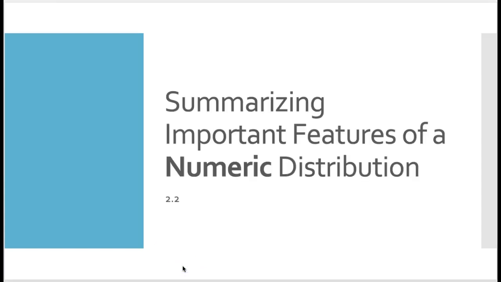Now what we want to get into is, we're able to create these awesome plots, but how do we interpret them? What's the jargon that is used to interpret these distributions, these graphs? Here we're summarizing important features of a numeric distribution. So what are some important things to include? What are common phrases that are used to explain these?